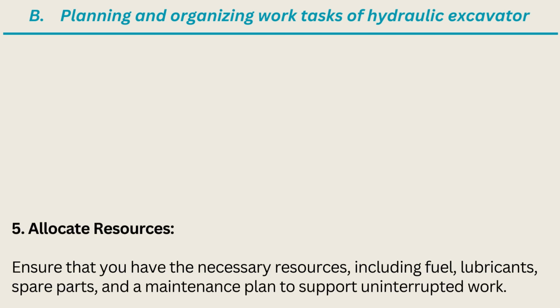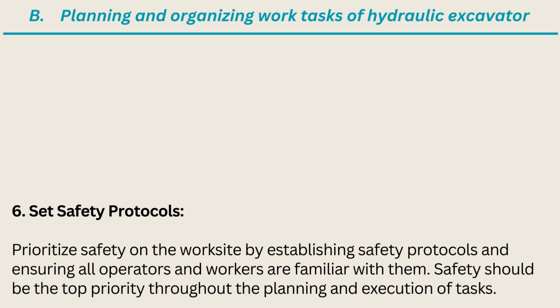5. Allocate resources. Ensure that you have the necessary resources, including fuel, lubricants, spare parts, and a maintenance plan to support uninterrupted work. 6. Set safety protocols. Prioritize safety on the worksite by establishing safety protocols and ensuring all operators and workers are familiar with them. Safety should be the top priority throughout the planning and execution of tasks.